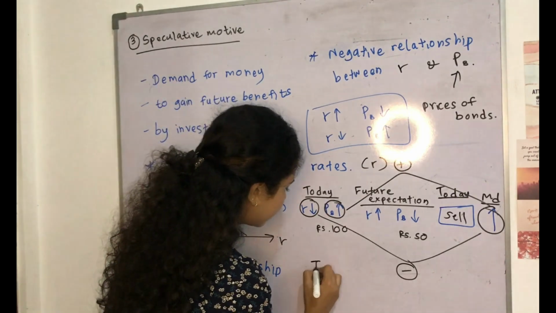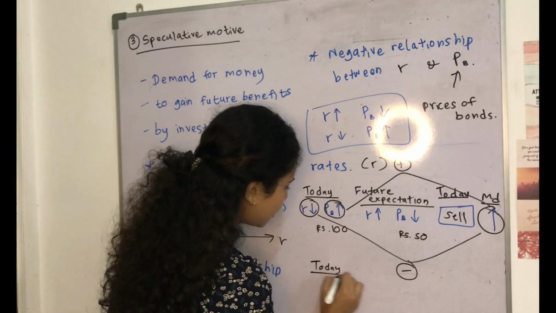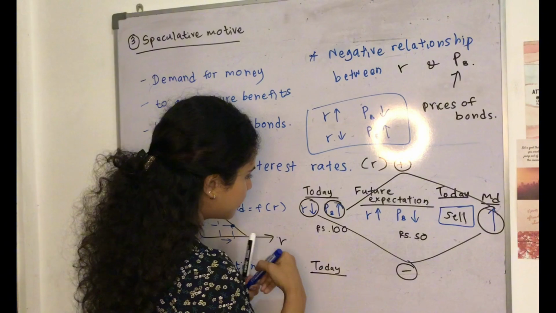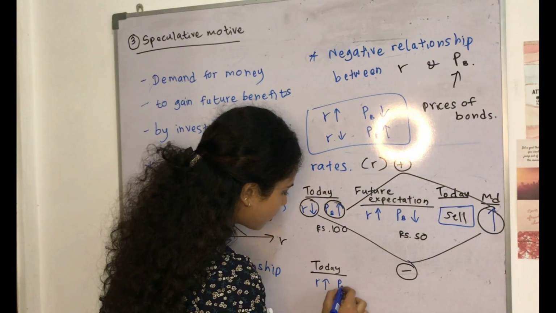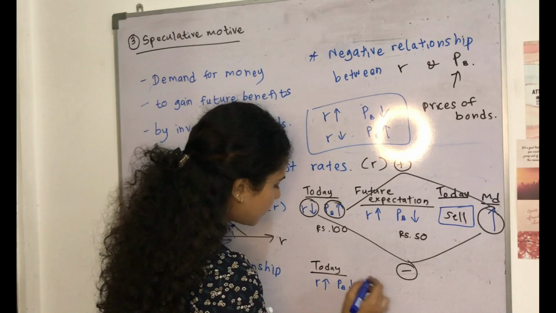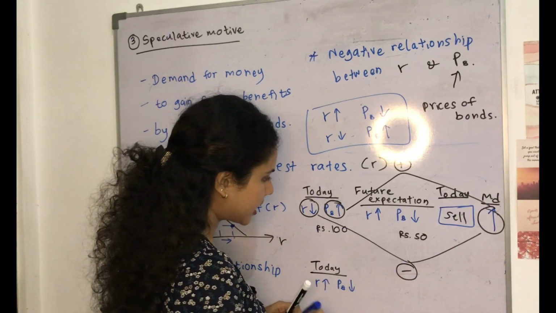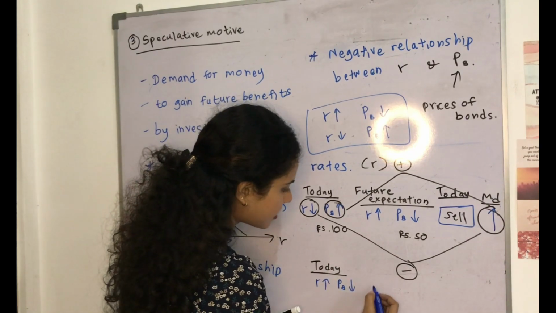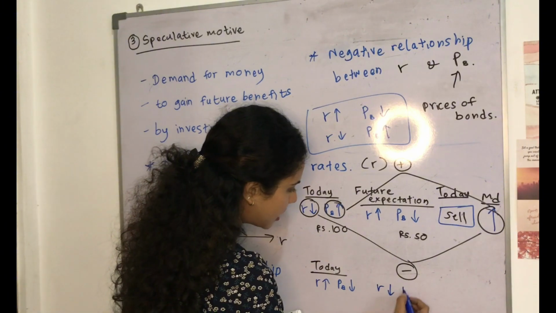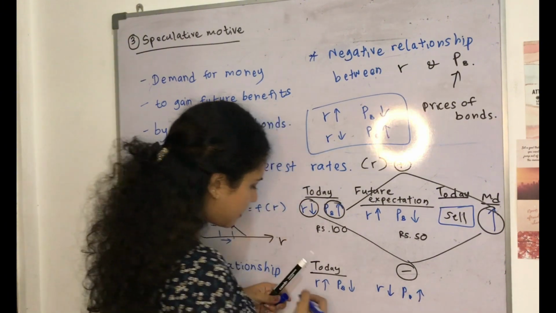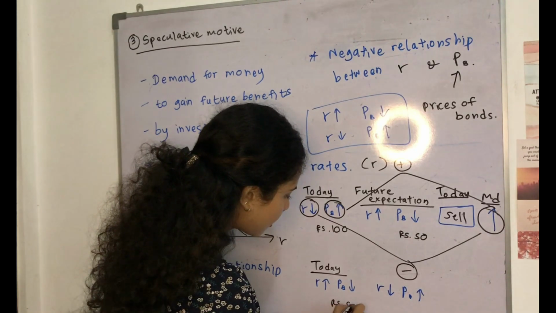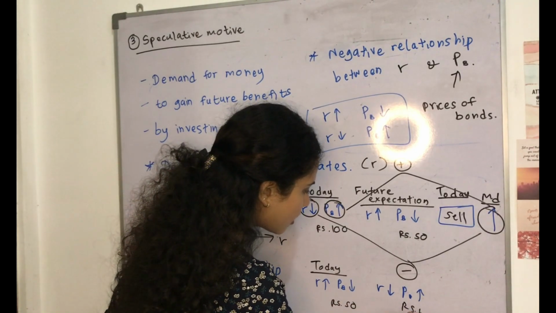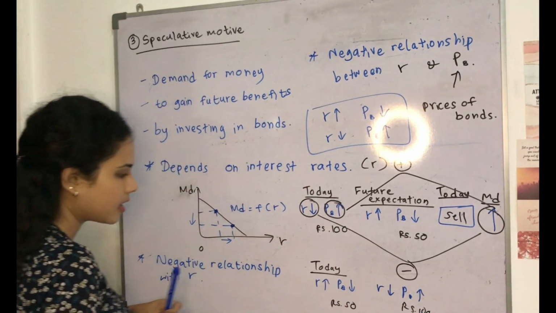The other thing, vice versa. If today interest rates are increasing, prices of bonds will definitely be decreasing. What will be the future expectation? I'm not repeating these things. Interest rates will go down someday and prices of bonds will be increasing. So think today the prices of bonds are 50 and someday it will go up to 100 rupees.